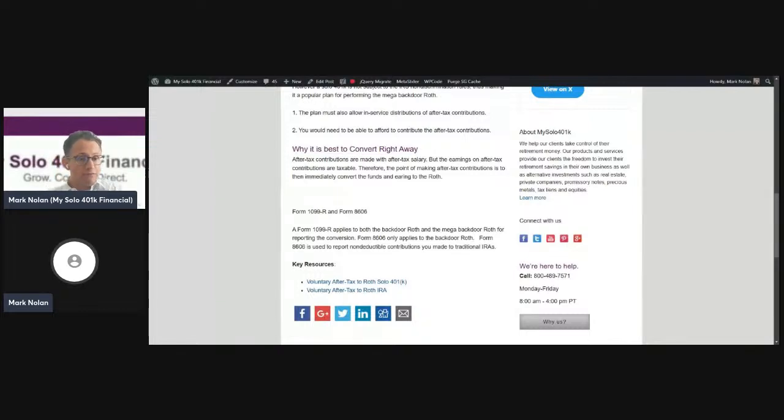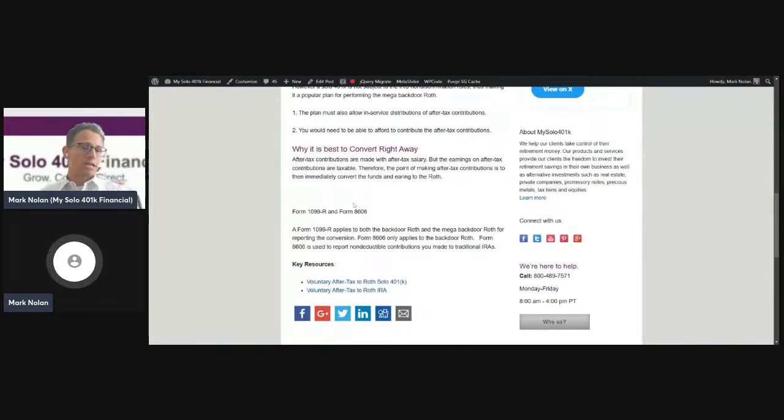You have to convert all the funds in the voluntary after-tax solo 401k bucket. So if you convert the entire $72,000 to the Roth solo 401k or the Roth IRA, you're going to have to pay taxes on $2,000. So $70,000 will get converted. That's not going to be taxable because you can't take a deduction when you make a contribution as a voluntary after-tax to the plan. But the earnings are taxable when they get converted to the Roth solo 401k or the Roth IRA. So that's why it's best to convert right away so that there are no gains.